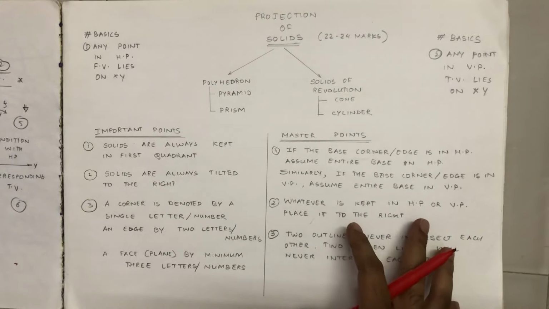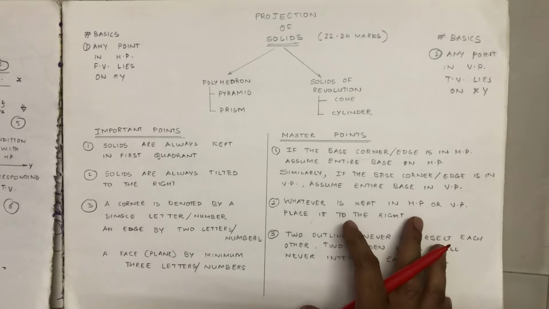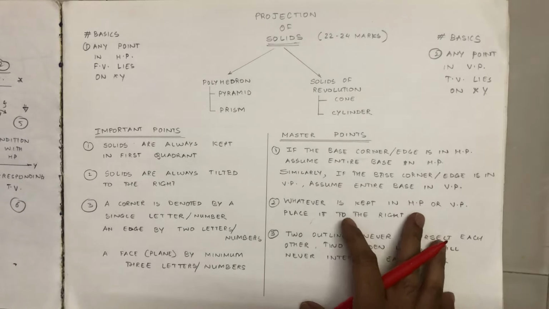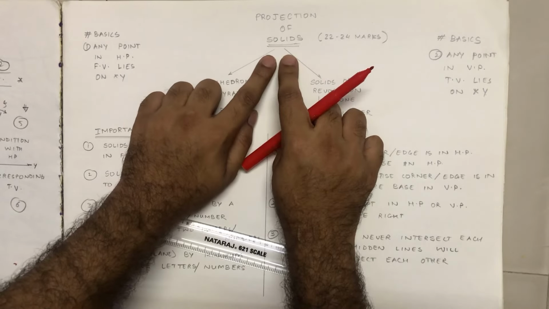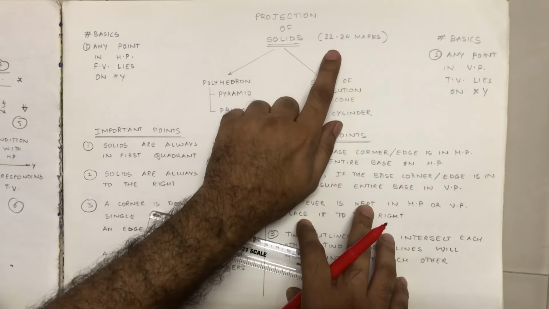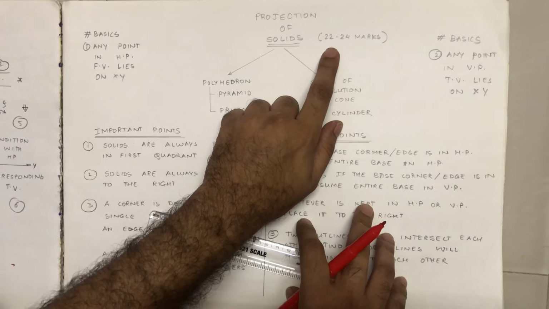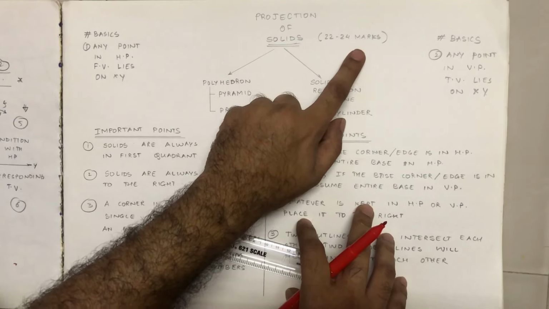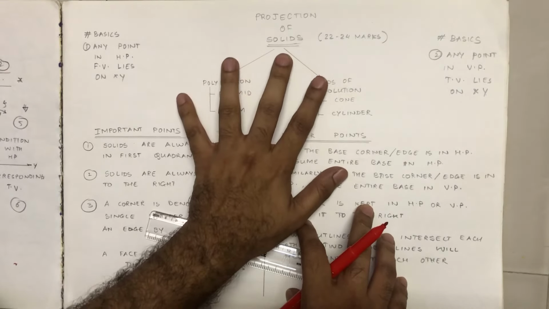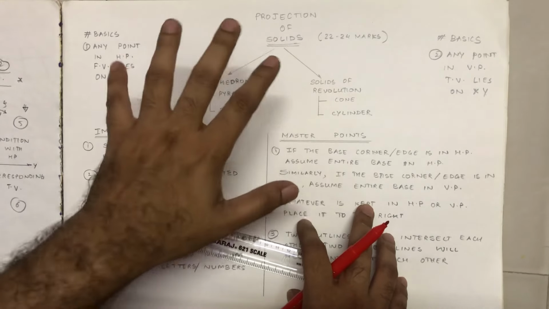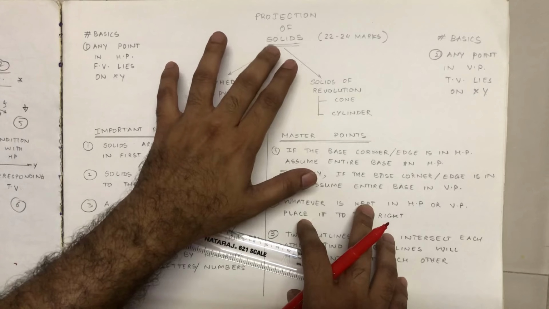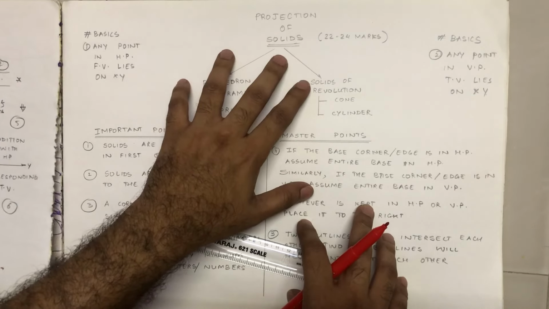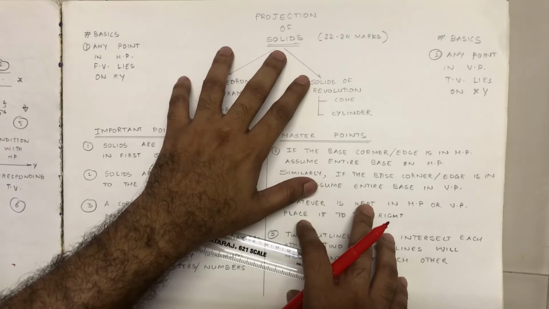Hello students. We are going to start with the chapter of projection of solids. The chapter carries a weightage of around 20 to 24 marks. It's a very important chapter. In fact, this is a module of solid which has two chapters, projection of solids and section of solids. We are going to start with projection of solids for now.